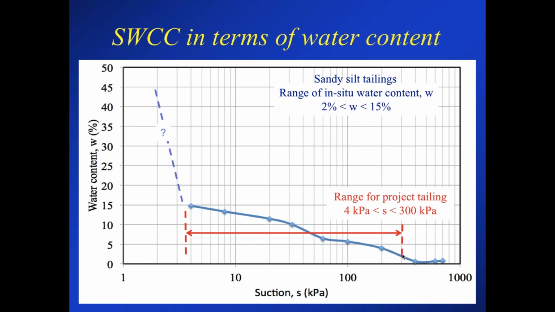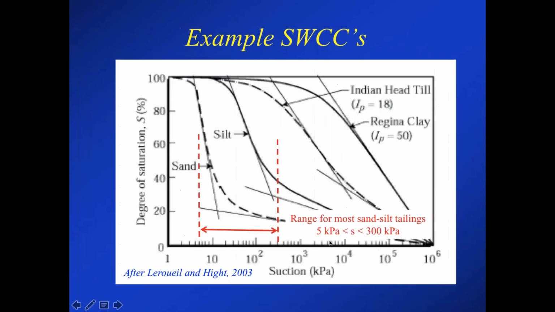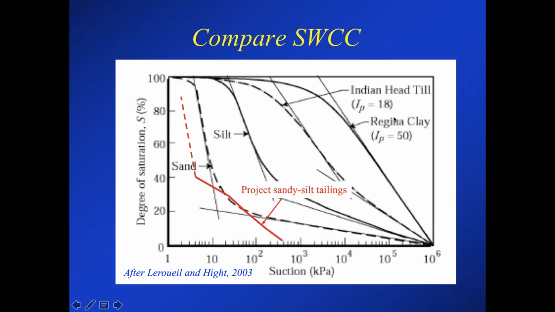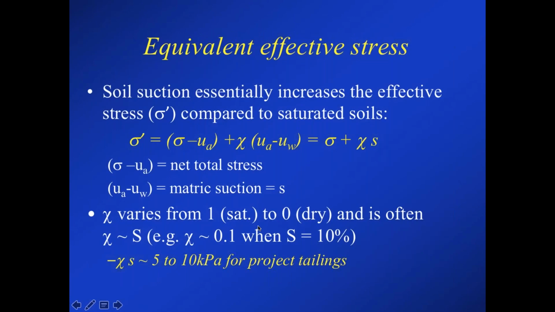And here it is plotted against water content. The range for the projected tailings is somewhere from about 4 to 300 kPa, and on average maybe around 100 kPa in the field. In Lu and Likos's paper, they show typical examples of soil water characteristic curves for a range of soils. If I show where our project sandy silt fill plots, it does plot closer to their sand example. So the suctions are relatively small.